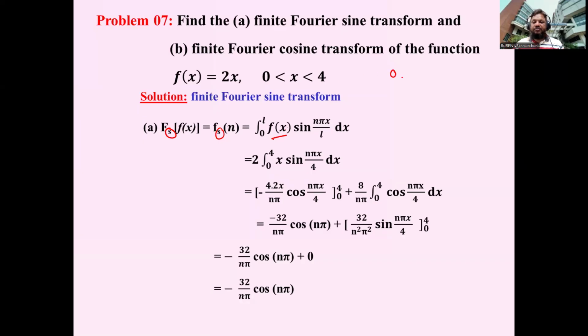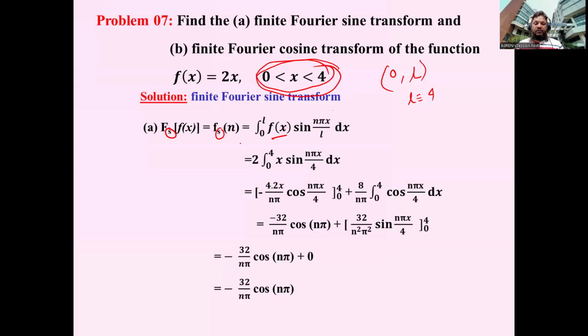In this finite case, the function will be defined from 0 to L. In this problem, the function is defined from 0 to 4, so L is 4. The Fourier sine or cosine transform can occur for two cases: one is infinite and the other one is finite. In this case, it is finite, 0 to 4.